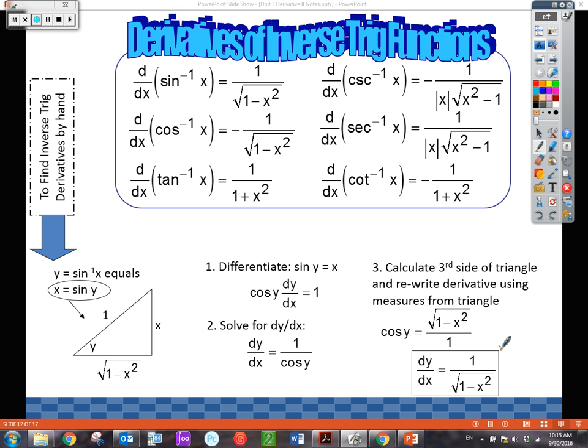So, questions on the actual formulas themselves? We're going to apply them in just a moment. One thing that we need to be aware of is that if there's anything in the argument other than x, we have to chain it. Anything in the argument other than x, we have to chain it.